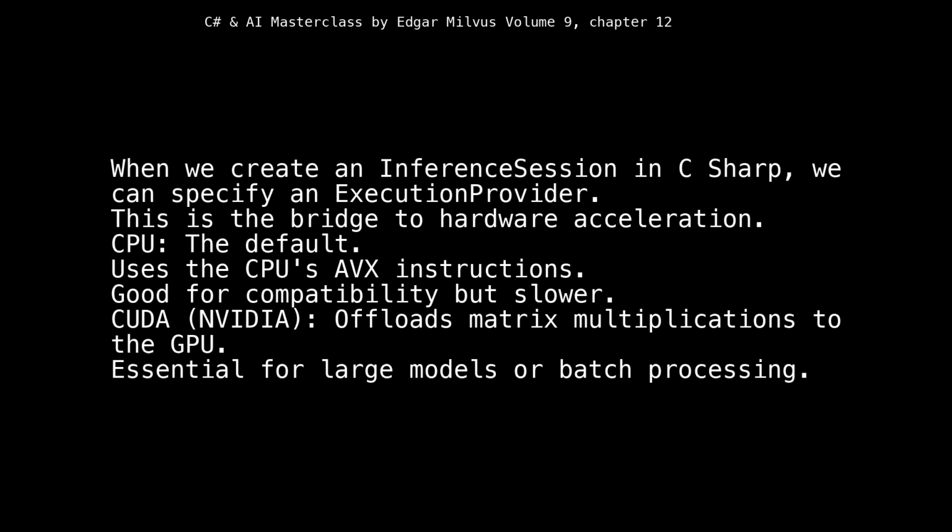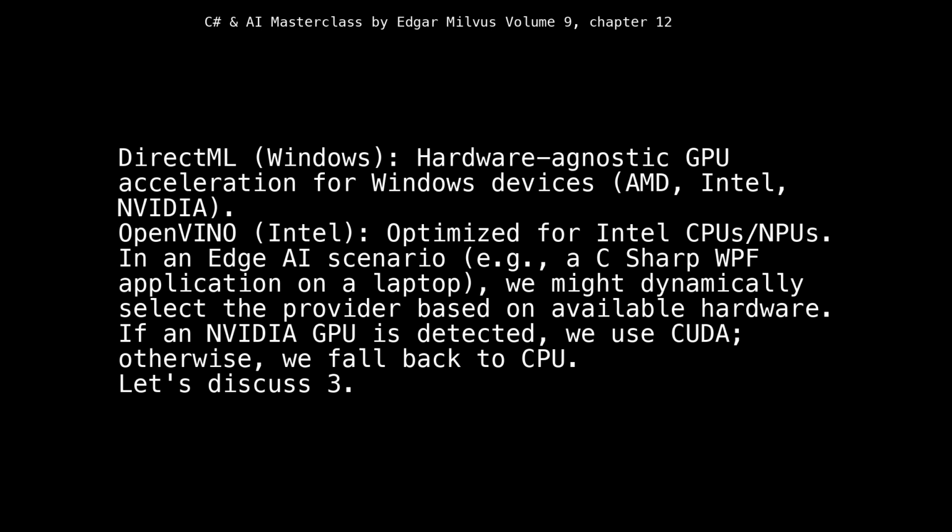CUDA, NVIDIA: offloads matrix multiplications to the GPU. Essential for large models or batch processing. DirectML: Windows hardware-agnostic GPU acceleration for Windows devices, AMD, Intel, NVIDIA. OpenVINO: Intel, optimized for Intel CPUs/NPUs. In an edge AI scenario, e.g., a C# WPF application on a laptop, we might dynamically select the provider based on available hardware. If an NVIDIA GPU is detected, we use CUDA, otherwise, we fall back to CPU.